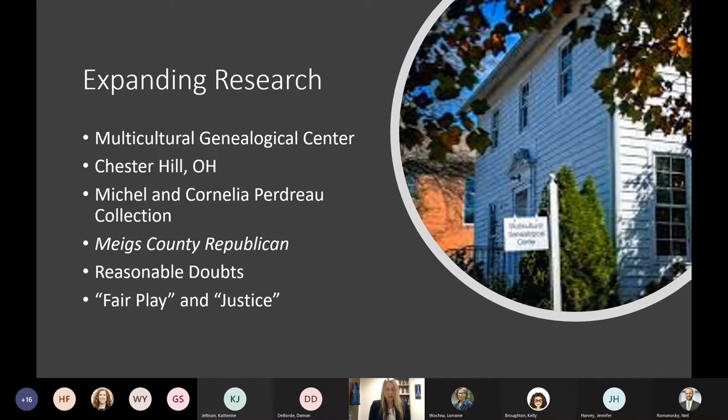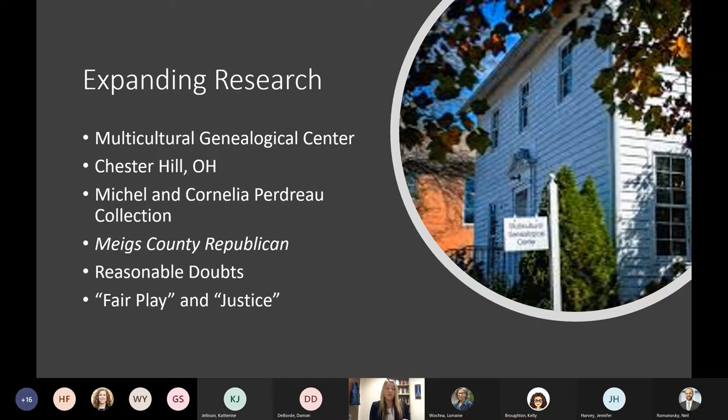And this was a couple who had met in France, and Cornelia actually got a job working at OU. And the couple worked together to compile a history of Black Appalachia. And they just left this huge filing cabinet of primary source documents about Black Americans in this area. So searching through those documents, I came across the Meigs County Republican, and this was the first document that suggested Davis's innocence of the crime.